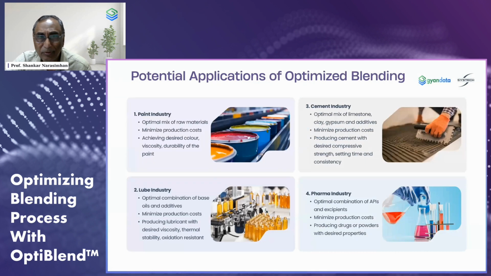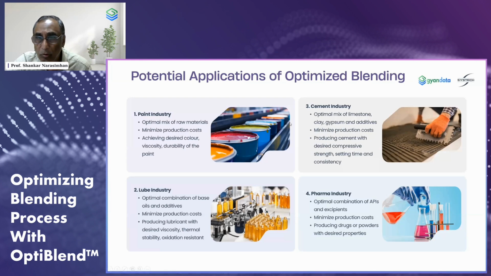So what are some of the potential applications? I've just given a few, again, not exhaustive. Let's take the paint industry. You are looking at maybe the color of the paint, the viscosity of the paint, the durability of the paint, and so on, and you're trying to minimize cost. In all cases, we have chosen cost as the minimization objective to illustrate, but you could change this objective to whatever type you want.